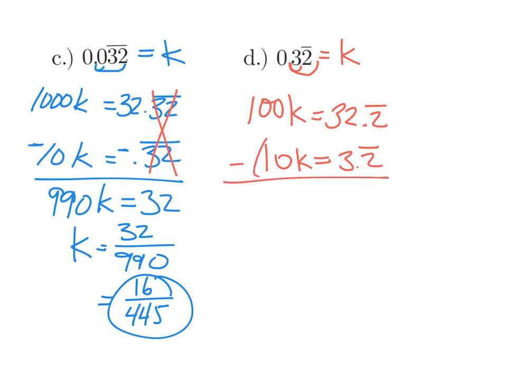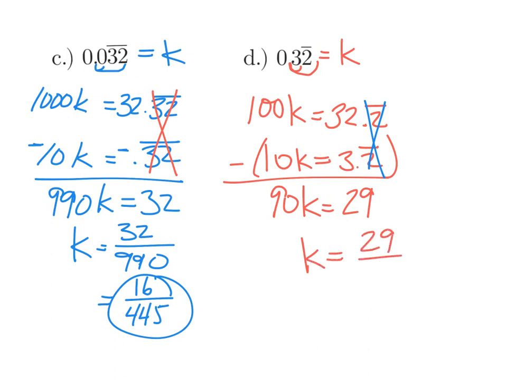When I subtract off this entire equation, 100k minus 10k is 90k. And on the right-hand side, when I do 32.2 repeating minus 3.2 repeating, the 0.2 repeatings cancel each other out. And 32 minus 3 is 29. We can finish it off just by dividing. 29 divided by 90. 29 is prime, so that is going to be our fraction.